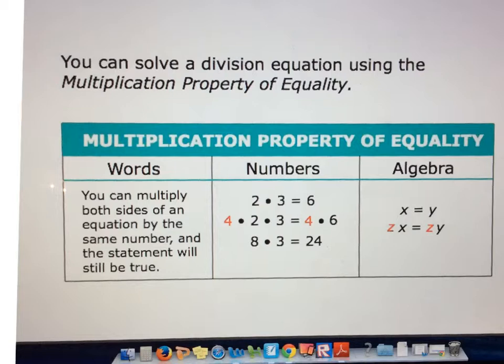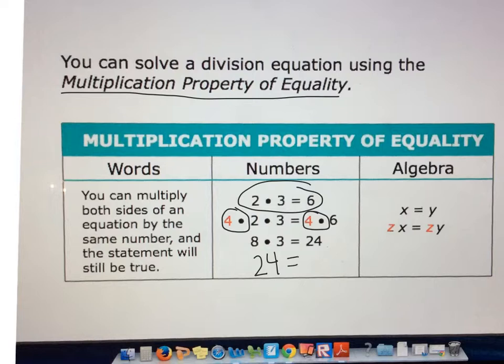Our new property of equality is called the multiplication property of equality. It means that you can multiply both sides of an equation by the same number, and the statement will still be true. In other words, if you have an equation like 2 times 3 is equal to 6, if you multiply both sides of the equation by the same value, in this case 4, you will still maintain balance. 24 is equal to 24.